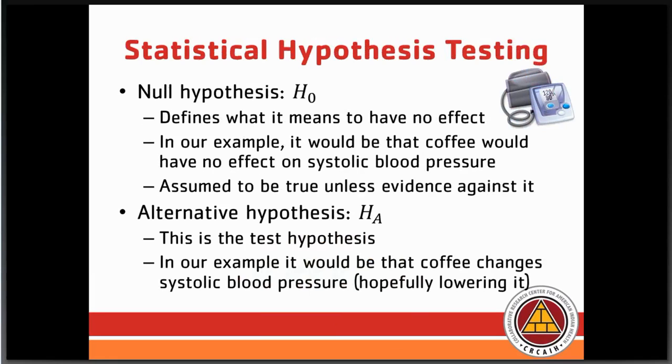A statistical hypothesis is the research question that we would like to answer. There are two types of hypotheses that we need for a test. The null hypothesis, or H sub O, defines what it means for a parameter of interest to have no effect. In our example, it would be that coffee would have no effect on the systolic blood pressure. The null hypothesis is assumed to be true unless there's evidence against it. The alternative hypothesis, or H sub A, is also known as the test hypothesis. It usually shows a change or effect for the variables of interest. In our example, it would be that coffee changes systolic blood pressure, hopefully lowering it.